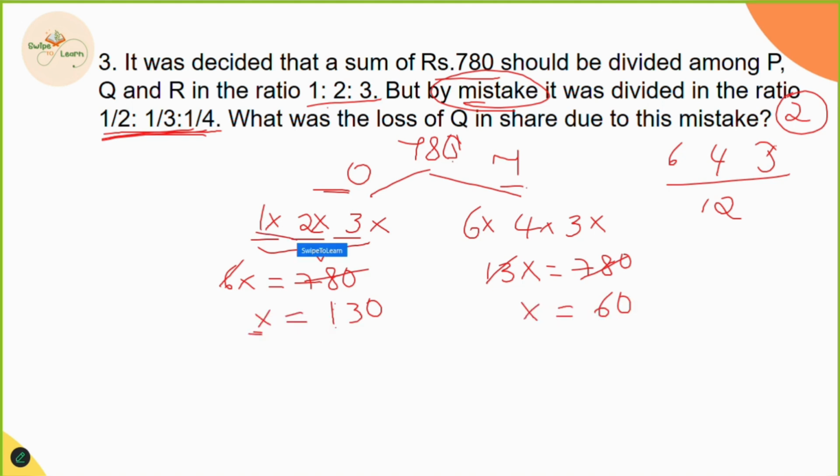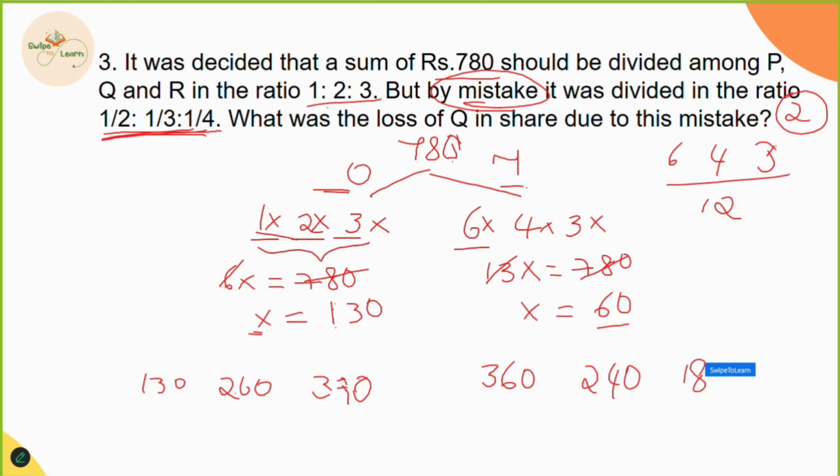Now we'll substitute this x in the original ratio. What we get? 130 is to 260 is to 390. And here, what we get? 6x into 60, which means 360 is to 240 is to 180. So these are the shares which we got.